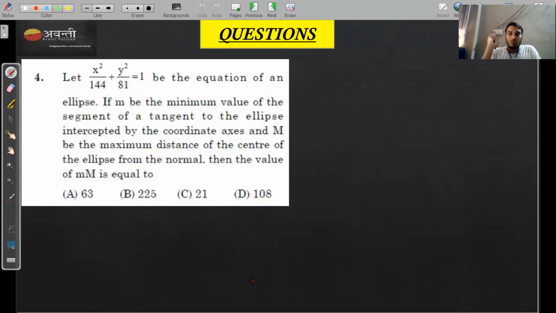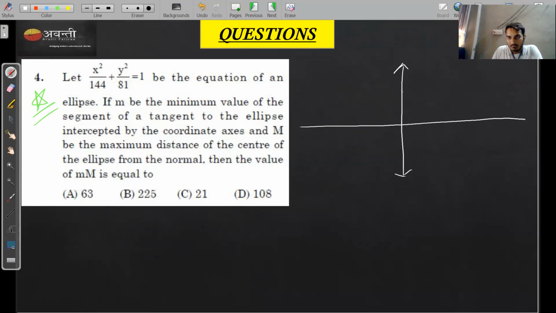Now let's see the fourth one. The fourth question is a very important question. You can mark a star on this question, I can say. It's a good question. The question is, the equation of an ellipse is given and m is the minimum value of the segment of tangent to the ellipse. What is small m? See what I'm doing, let me draw the ellipse first, then I will explain the question to you. So the ellipse is like this, right?